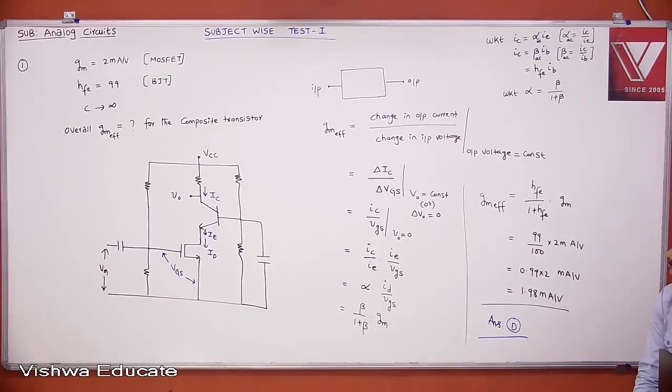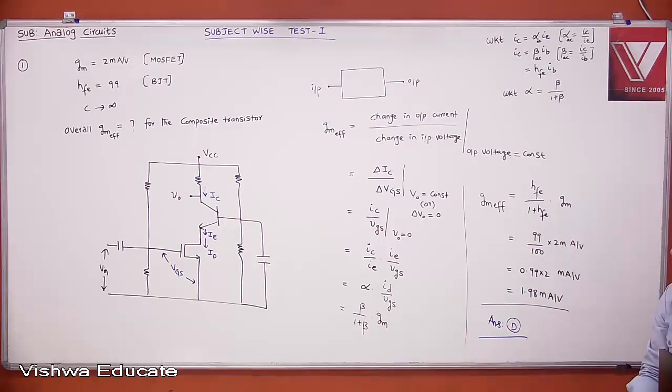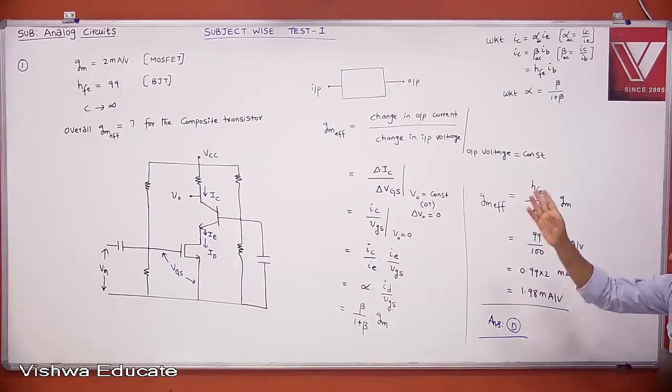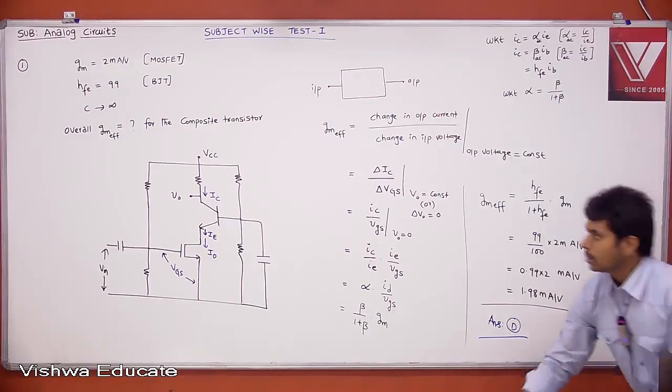Actually, small VGS is nothing but your Vin, the small signal AC voltage. The small Vin will be imposed on top of capital VGS. Capital VGS is set by the biasing circuit. That is DC analysis, and then the AC signal is on top of it. Done? Now, problem number 2.